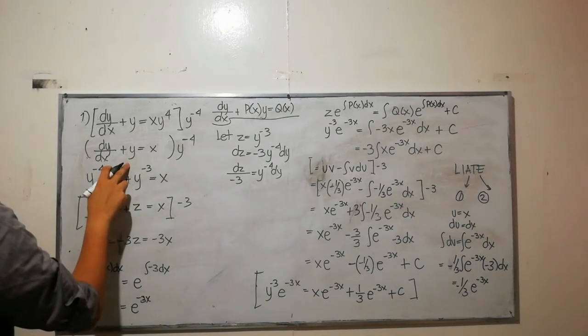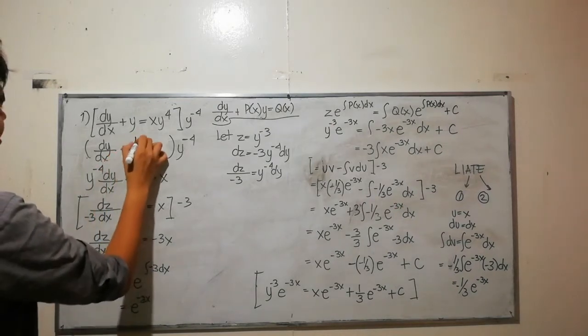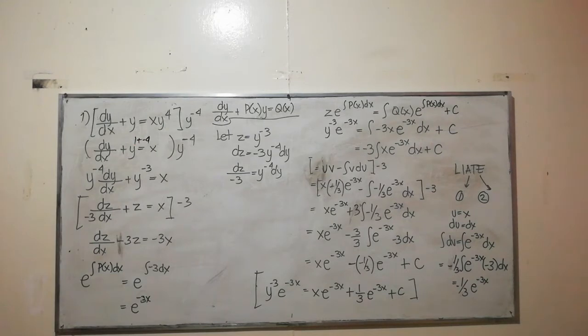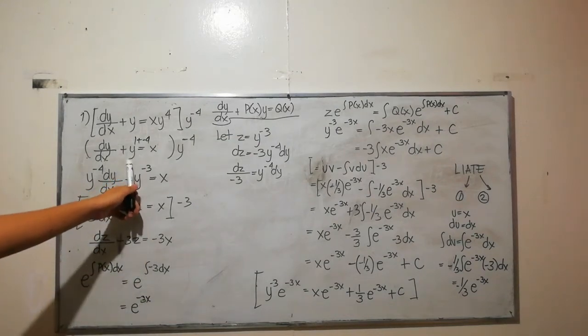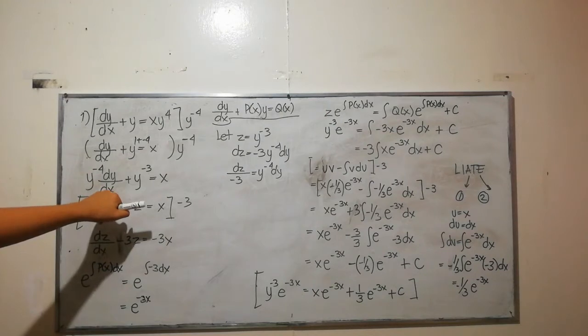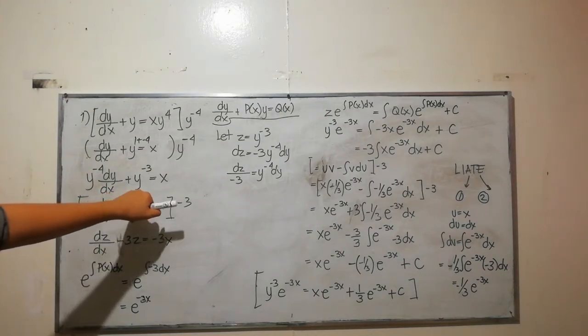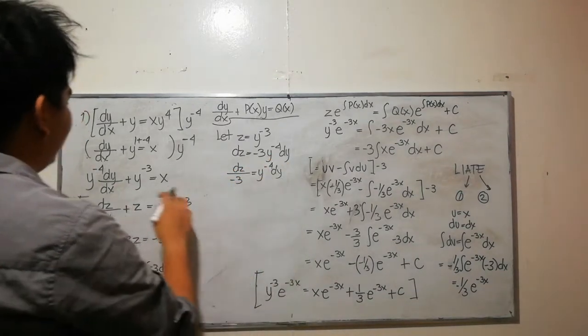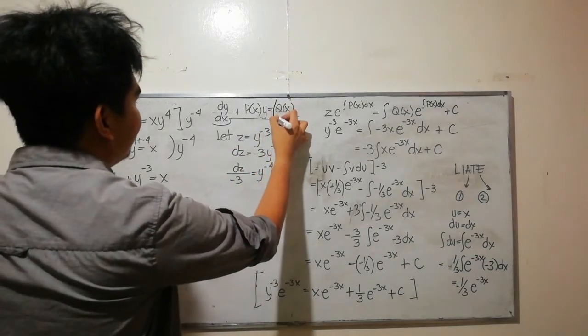If you multiply y raised to 1 plus y raised to negative 4, by the law of exponents with the same base, the equation will be y raised to negative 4 dy over dx plus y raised to negative 3 is equal to x. So we have a function of x, so this is already done.